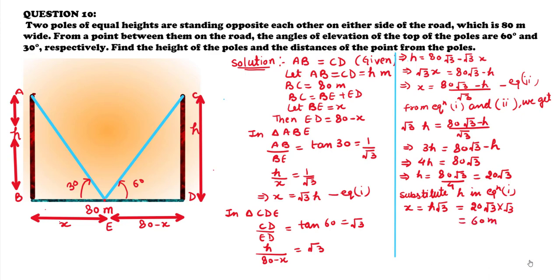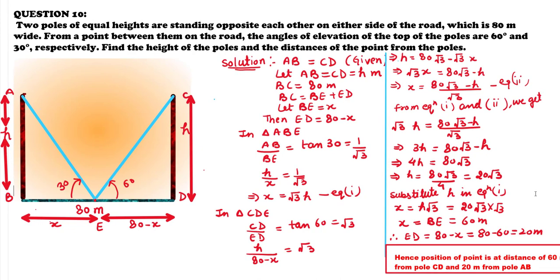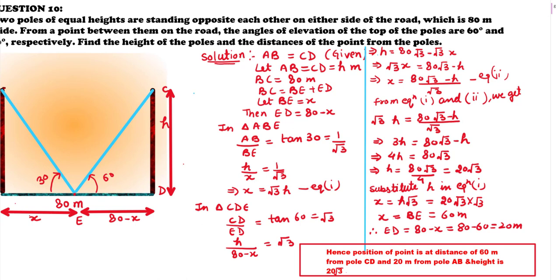And what was x? It was BE. Therefore, ED is equal to, so now we know ED is equal to 80 minus x. So that is equal to 80 minus 60. That is equal to 20 meter. So value of ED is 20 meter. Hence, position of point is at distance of 60 meter from the pole CD and 20 meter from the pole AB. And height of the pole is 20 root 3 meters.